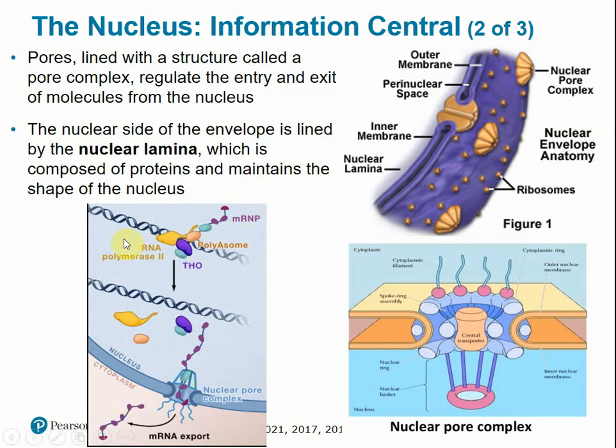So when we transcribe a gene into messenger RNA, it can then exit the nucleus through the nuclear pores. The nuclear lamina is composed of proteins that help maintain the overall shape and structure of the nucleus and the nuclear membrane.